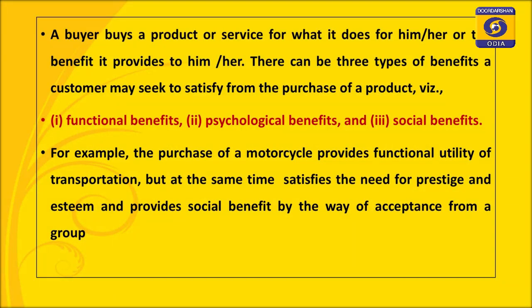So, when a buyer buys a product or service for what it does for him or her, or the benefit it provides to him or her, there can be three types of benefits that a buyer can derive out of a product. One is your functional benefit, second one is your psychological benefit, and the third one is your social benefit. What is functional benefit?